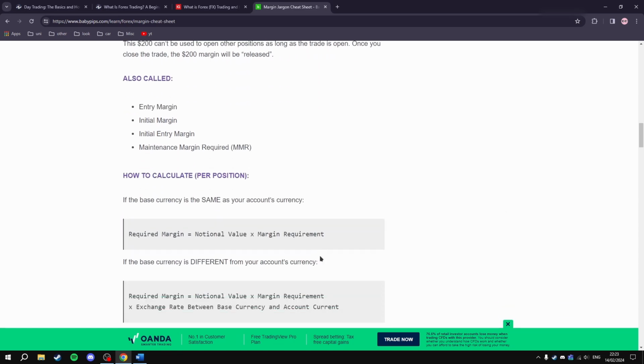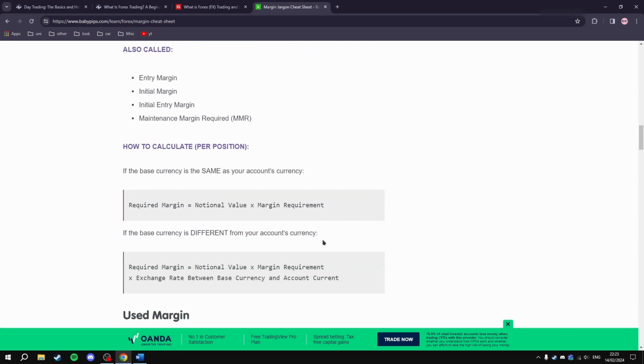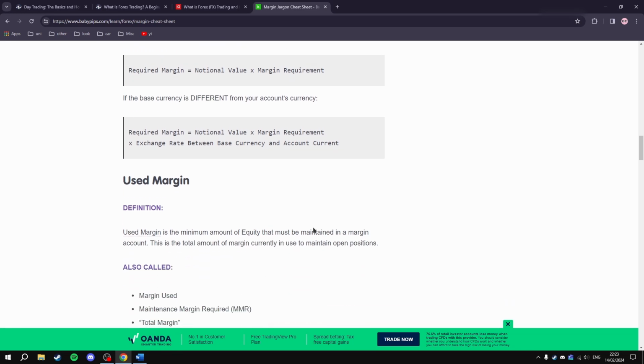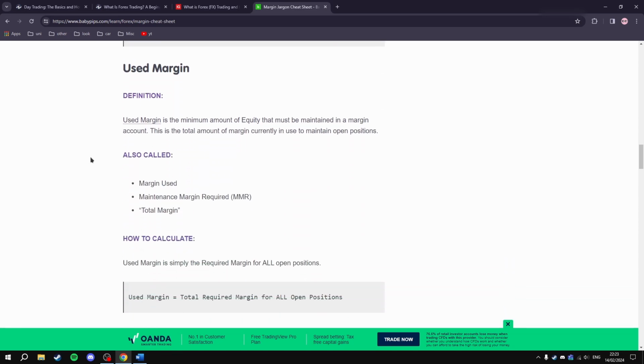MMR. How to calculate per position. If the base currency is the same as your account's currency, required margin is notional value times margin requirement. If the base currency is different from your account's currency, required margin equals notional value times margin requirement, times the exchange rate between the base currency and account currency. That should have said account currency, but it says accounts current. Right, okay.